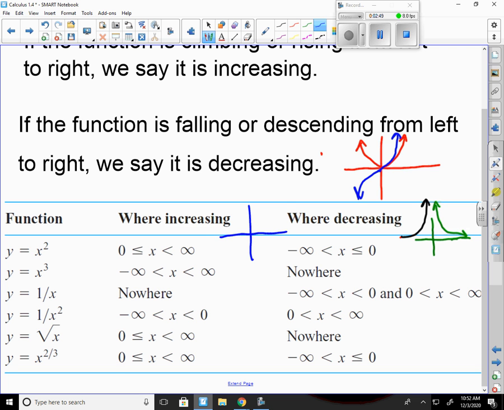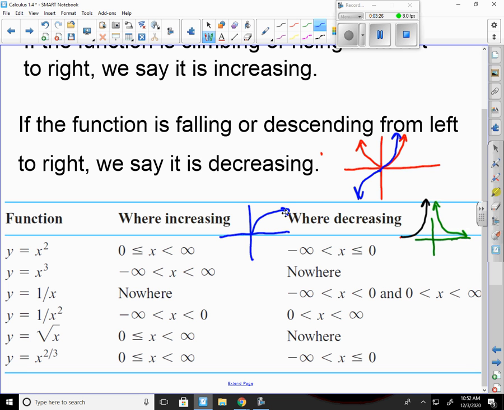Square root of x looks like this. There's nothing from any negative infinity to 0. Because remember, you can't take the square root of a negative. But from 0 to infinity, it's going to be going up slightly, and so it's going to be from 0 to infinity, it's going to be increasing. And it never goes down.